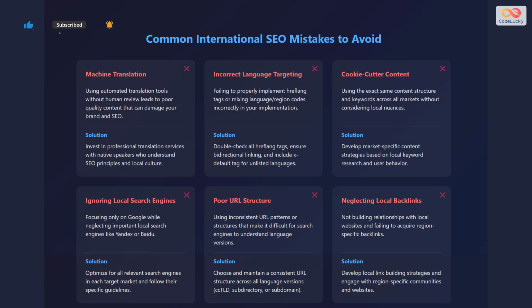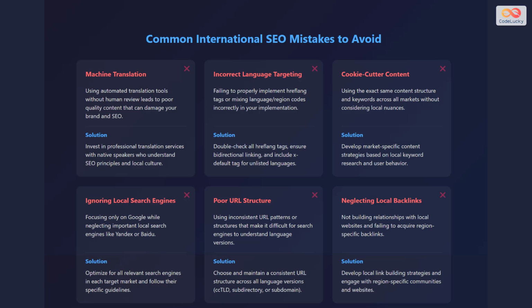Another common mistake is incorrect language targeting, failing to properly implement Hreflang tags, or mixing language region codes incorrectly. The solution is to double-check all Hreflang tags, ensure bidirectional linking, and include the xDefault tag for unlisted languages. Thirdly, cookie-cutter content. Using the exact same content structure and keywords across all markets without considering local nuances. Develop market-specific content strategies based on local keyword research and user behavior.